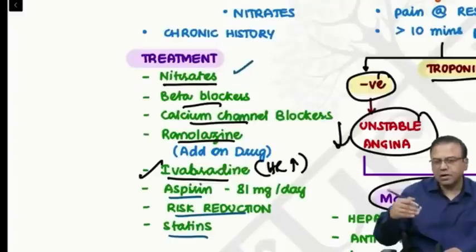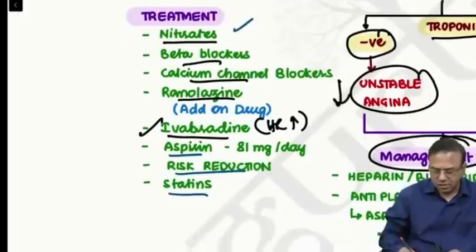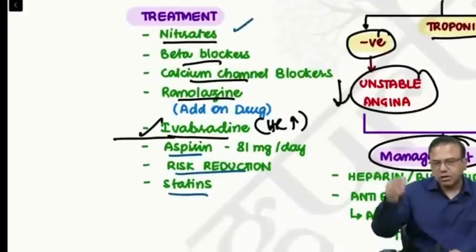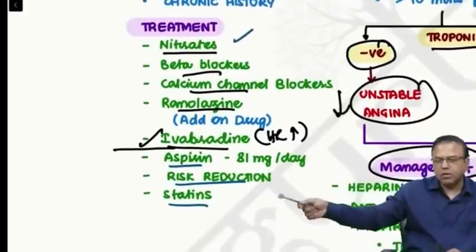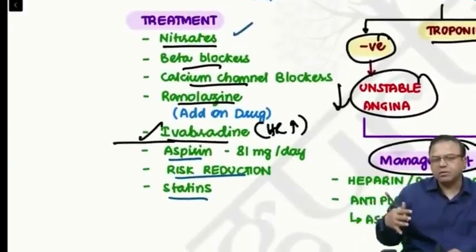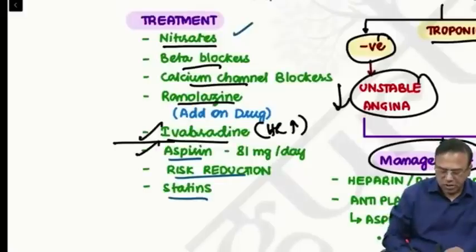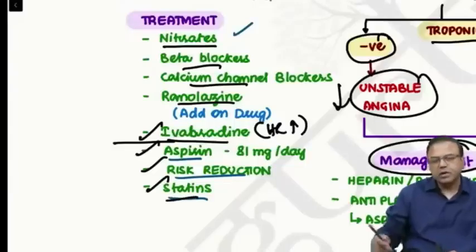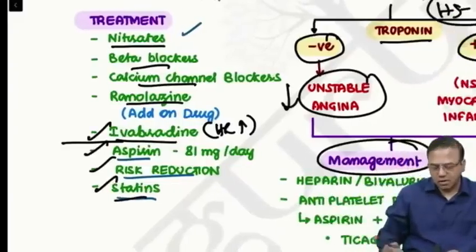Despite beta blocker, if heart rate is still above 70, then use ivabradine. Up till now we are giving ischemic treatment. Now we want to stabilize. You are worried about a plaque rupture. Plaque may rupture, so you put the patient on aspirin. Then you reduce the risk and start the patient on statins. So all these are the treatment for stable ischemic heart disease.